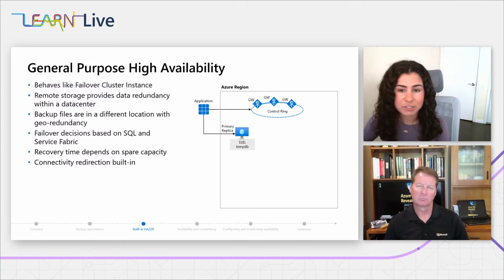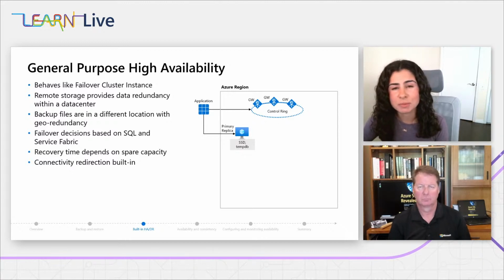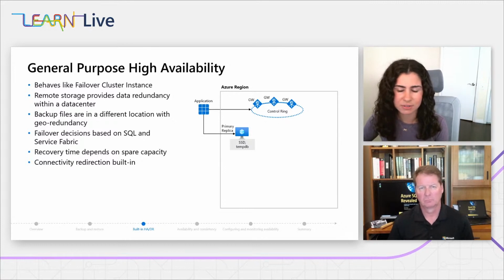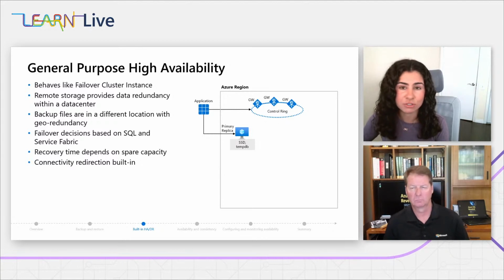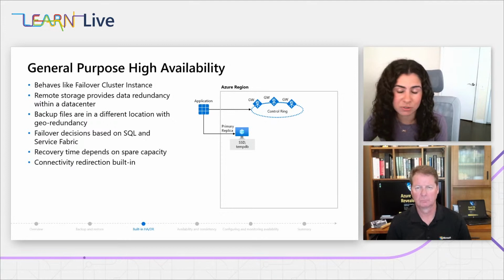First, we're going to talk about general purpose, and this is going to be the same across managed instance as well as Azure SQL Database. If you're familiar with SQL Server, then you're probably familiar with a failover cluster instance, and this is going to behave very similarly to that. So let me take you through the architecture, and we'll see what I mean by that. Firstly, we have an application. Regardless of what service tier, you're going to have an application that's going to the gateways in the control ring, which is going to tell the application how to connect and where to connect.